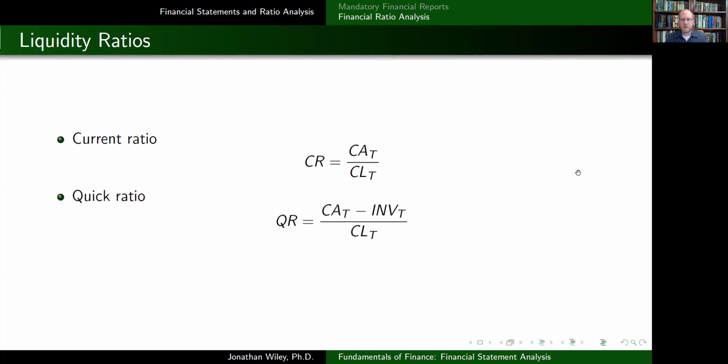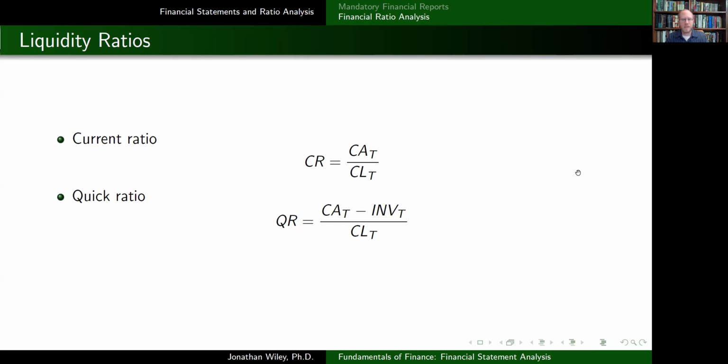And in the formula, I have a little subscript T, and that's to denote that I'm using the current assets from a particular point in time divided by the current liabilities at that point in time. So if I had $2 million of current assets, $1 million of current liabilities, the current ratio would be 2.